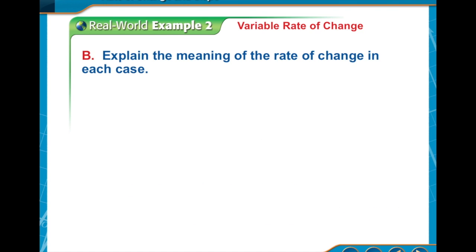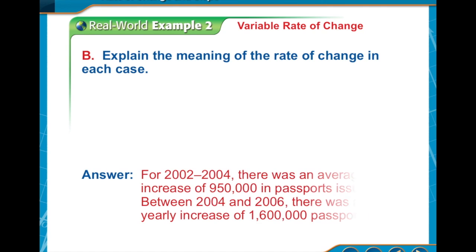Okay, so for this one, let's take a step back and explain the meaning of the rate of change for those two answers that we just found. So first, what do we know? Well, we know that we're increasing the number of passports given, and that the numbers we found represent the increase per year of passports given out. So let's have this down or something similar to this as we read through this.